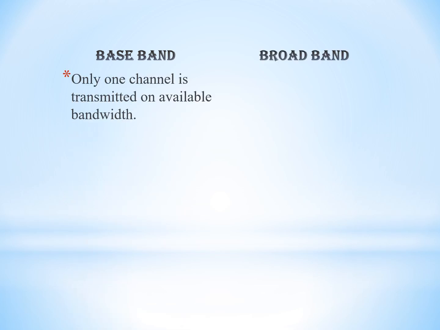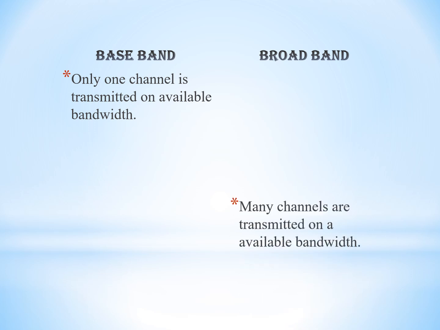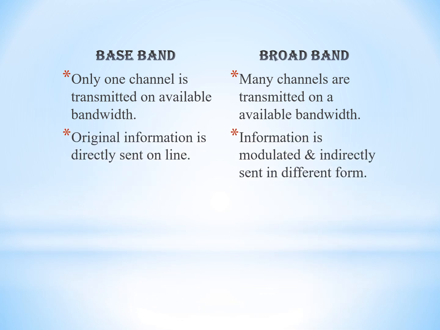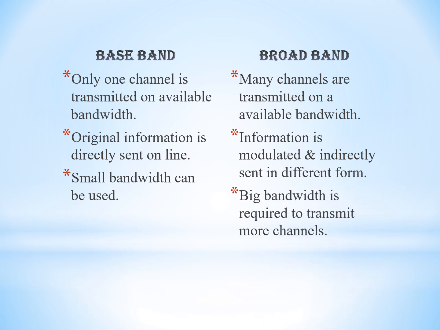Only one channel is transmitted on available bandwidth. Many channels are transmitted on an available bandwidth. Original information is directly sent online. Information is modulated and indirectly sent in a different form. As I said, a different form we use in order to transmit the data, and we modulate it. Small bandwidth can be used because it has only one channel. Big bandwidth is required to transmit more channels.